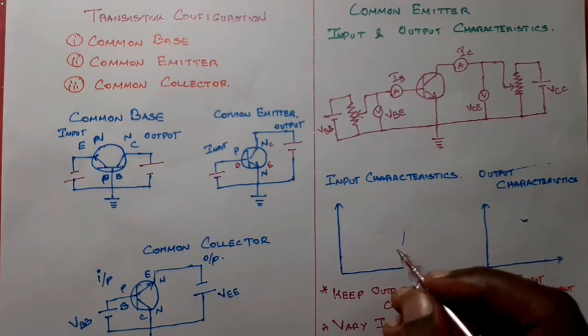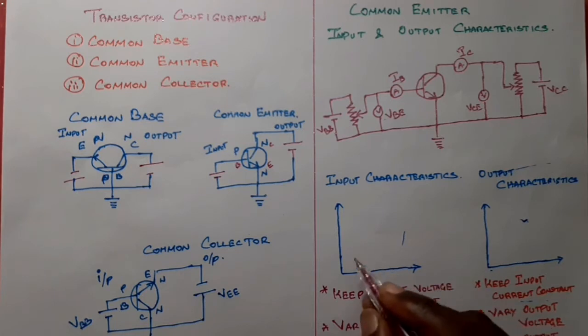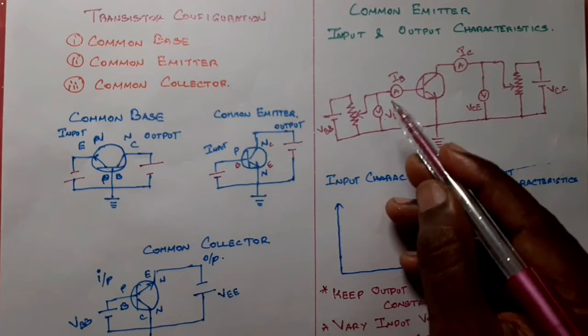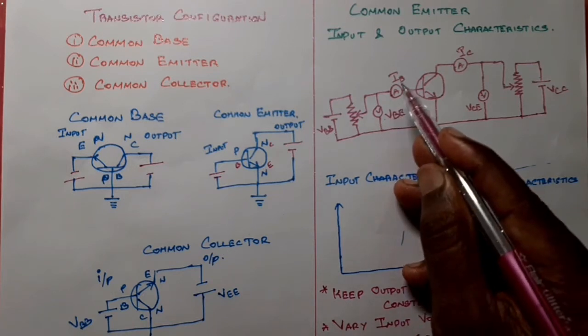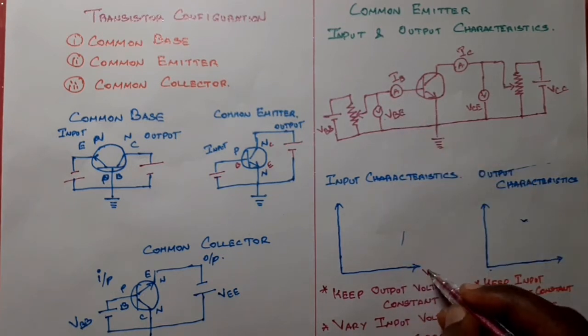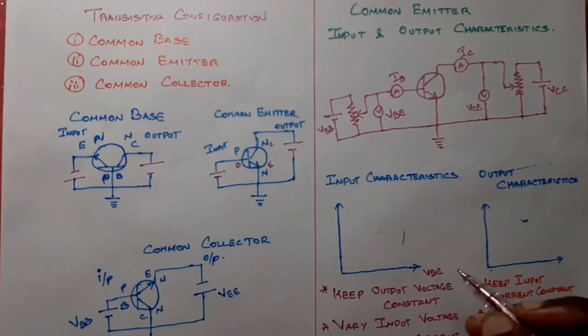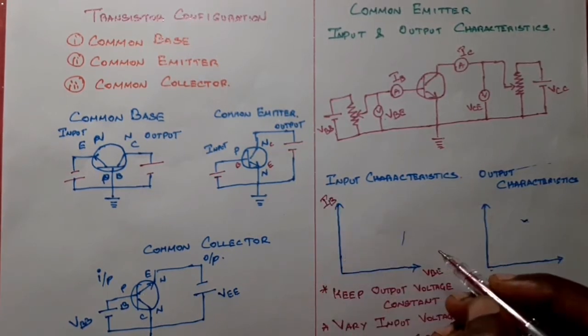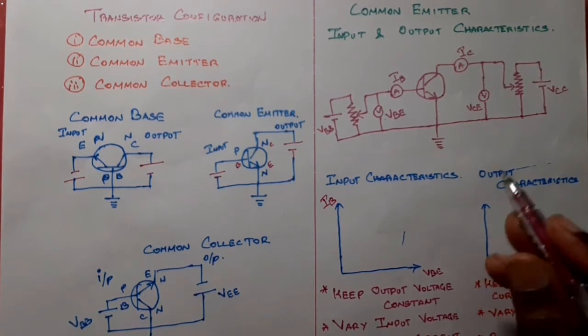That is called output characteristics. Here we will first find what the input characteristics are. Input characteristics means this is your input voltage and this is your input current. So the input voltage is VBE and the input current is IB.